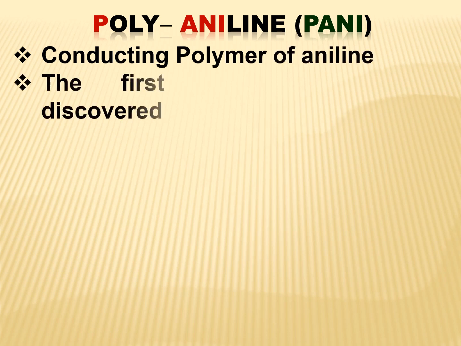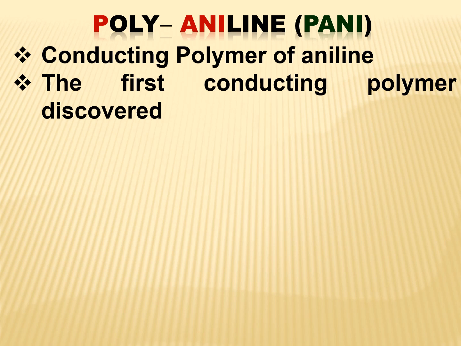Polyaniline. Polyaniline is also called PANI. So polyaniline or PANI. And what is polyaniline? Polyaniline is a conducting polymer of aniline, and it is the first conducting polymer which was discovered. Maybe about 150 years back, polyaniline was discovered. How can we synthesize polyaniline? There are two methods for synthesis of polyaniline. One is called the chemical and the other is called electrochemical.